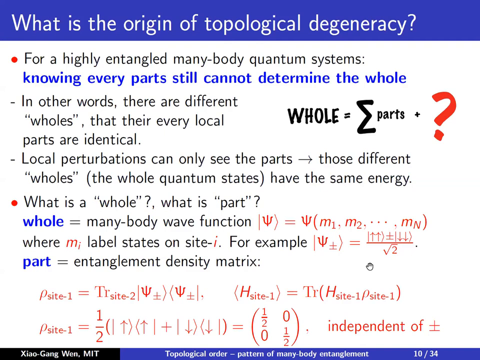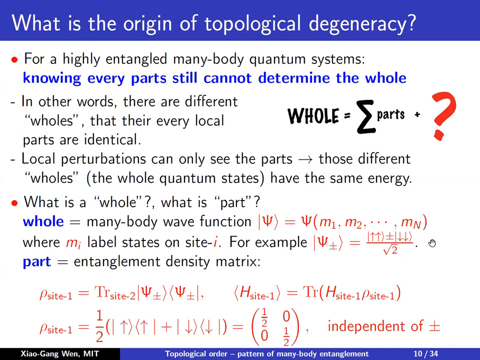There are some other Hamiltonians whose ground states don't have this feature. For that ground state, if you know every part, then you know the whole. That Hamiltonian will not give rise to topological order. So here I'm describing a particular Hamiltonian which gives rise to a particular ground state whose entanglement has a very special feature.